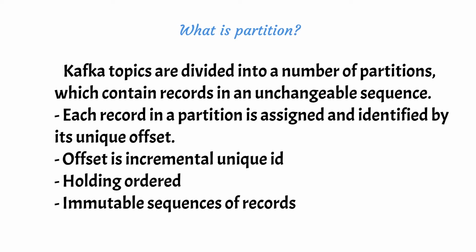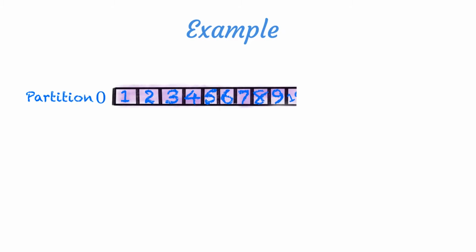Each record in the partition is assigned and identified by its unique offset. An offset is an incremental unique ID that holds the order. You have to remember that all records are an unchangeable sequence, so it's not mutable. You cannot delete any record from the topic, you can only add new records there.